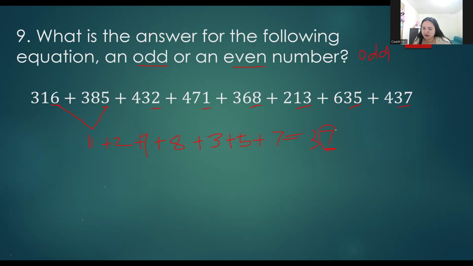So since here, it will add up to 7. If you total this up, it will be like this. You have 7 here. So therefore, it's going to be odd. Do you get this?